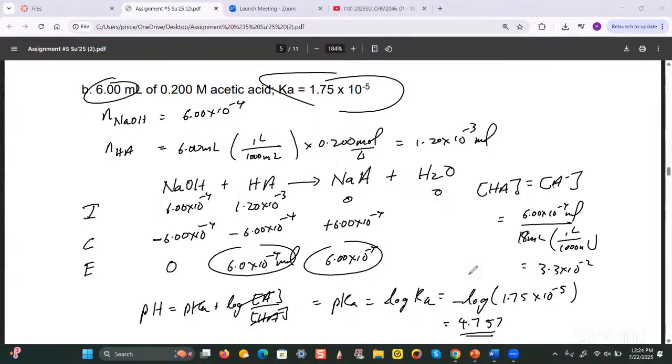Any questions about this one? Yes, sir. The 3.3 times 10 to the minus 2. Yes. Yeah, M. All right? Professor, how do you get 6.0 times 10 to the minus 4 when you subtract 1.20 and then 6? Yes, same as I showed you earlier. You plug these numbers in the calculator, this is what you get.